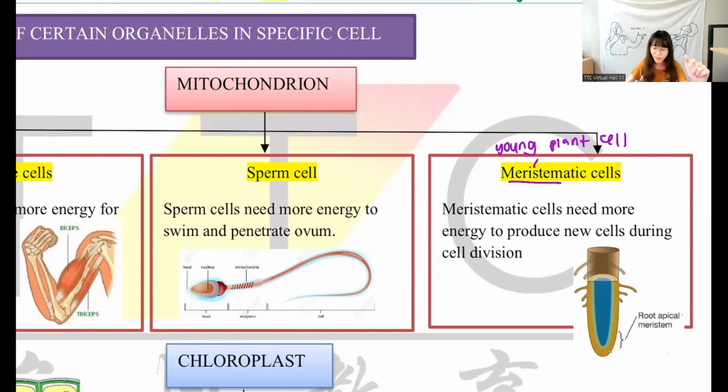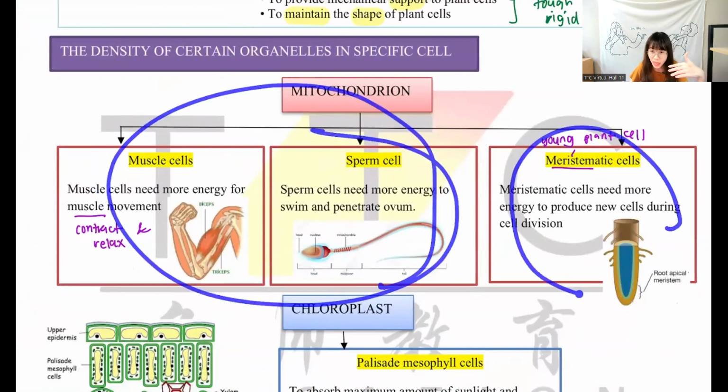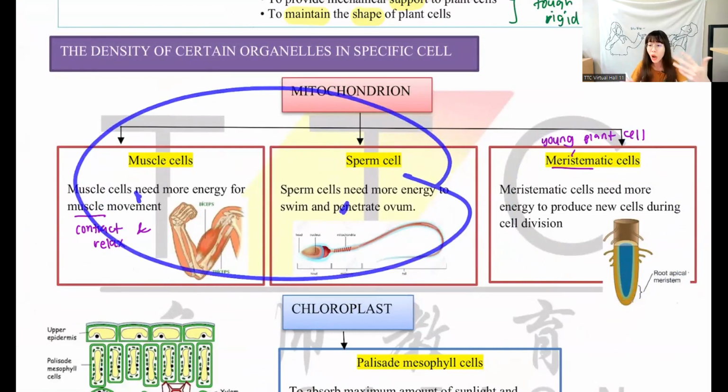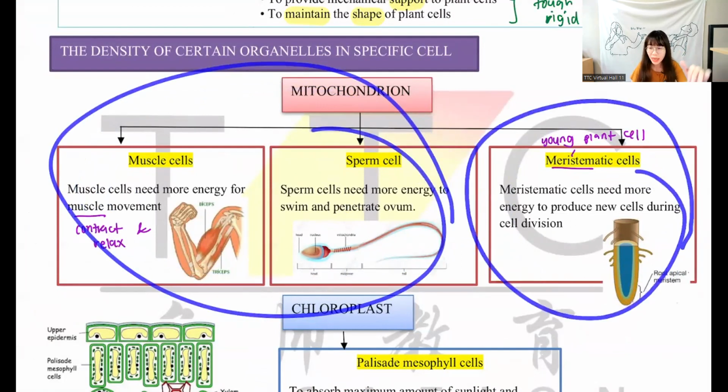So mitochondria can be found most abundantly in where? In muscle cell and sperm cell for animal cell. Meristematic cell is only for plant cell. So if they ask about human, your answer can only be muscle and sperm cell. This is a very commonly asked question. Meristematic cell is a plant cell.